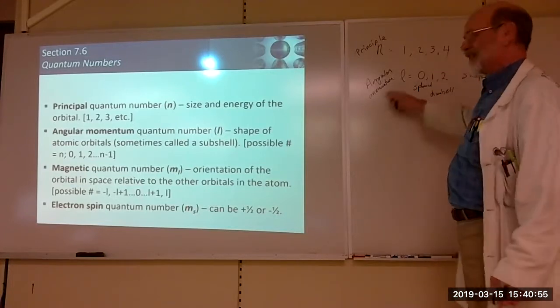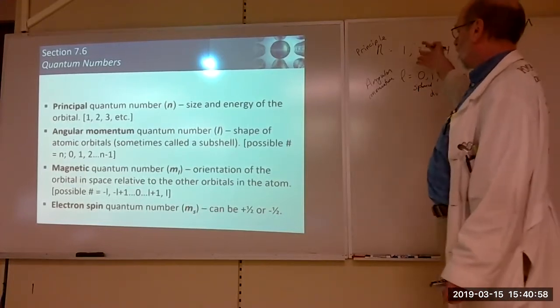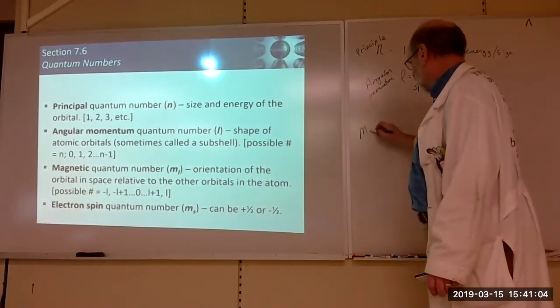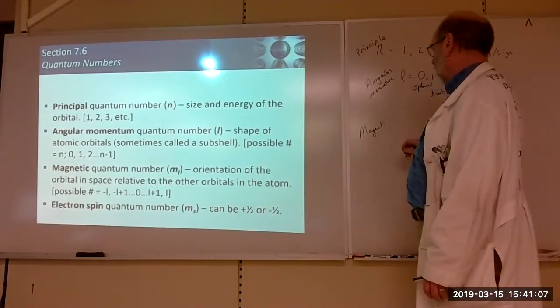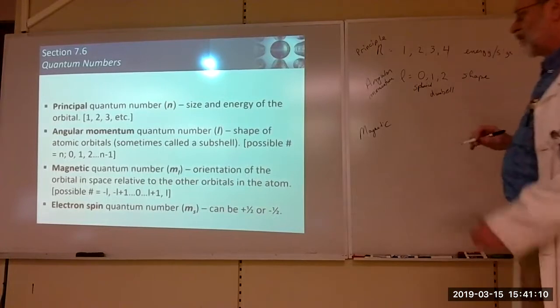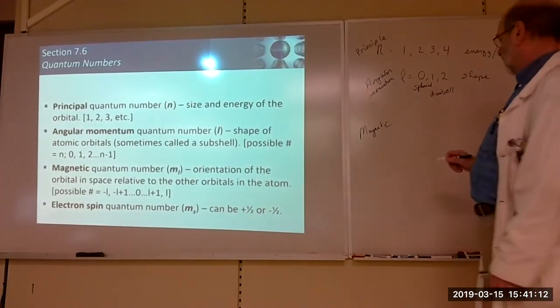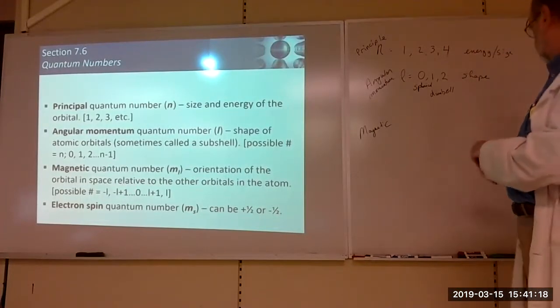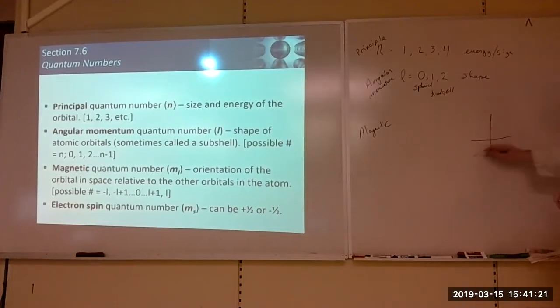This part is right. The name was wrong. So the principal quantum number, and angular momentum is the shape of the orbital. The magnetic quantum number is the orientation in space. So on the XYZ axis, it could be like X, Y, and Z. So Z goes back into the board. So it could be pointing this way, it could be pointing that way, or it could be in between. That's what the magnetic quantum number means.